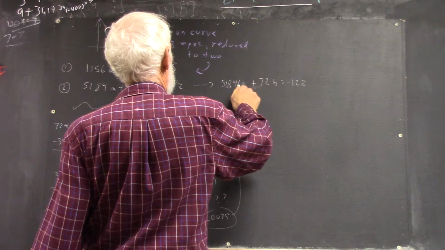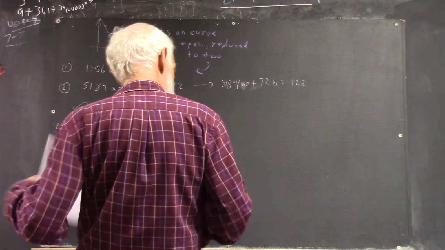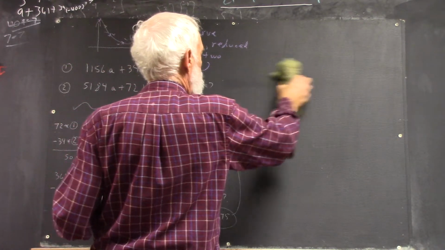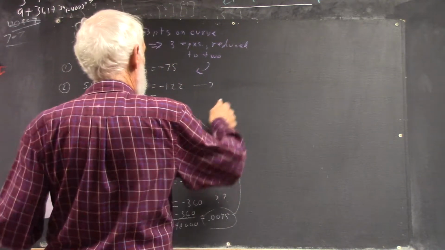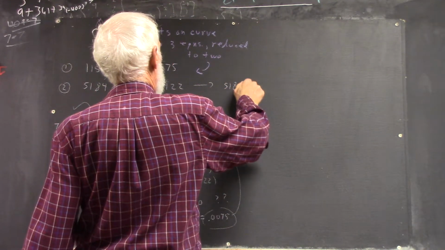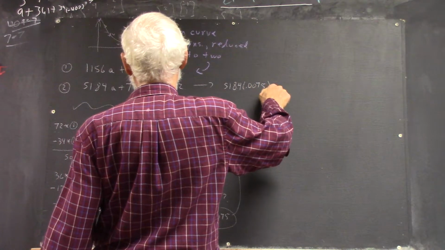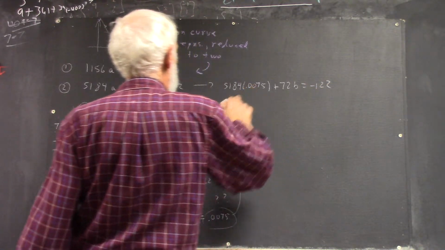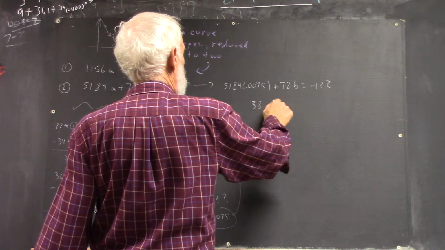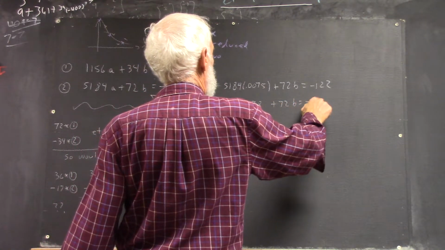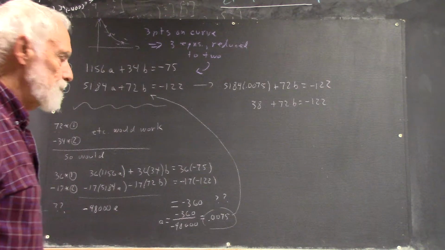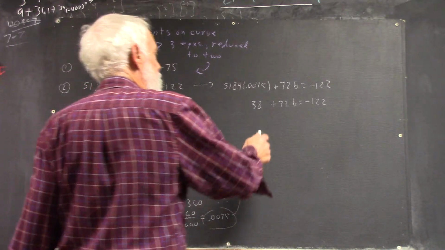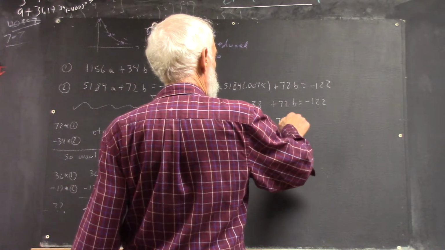That'll be 54 times 0.00. I should have done that. That's better. 51.84 times 0.0075 plus 72b equals negative 122, and I got that somewhere around 38. Okay. And let's make sure that makes sense. Yeah, it makes good sense. Okay. Plus or minus 1, I think that's probably right.